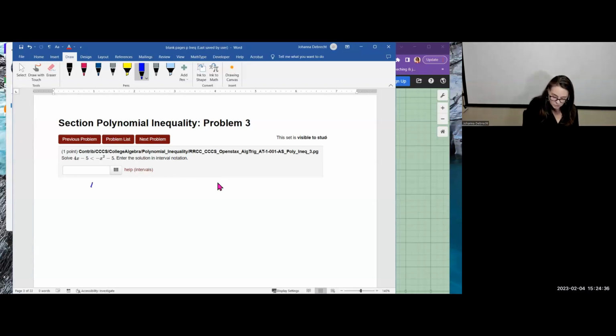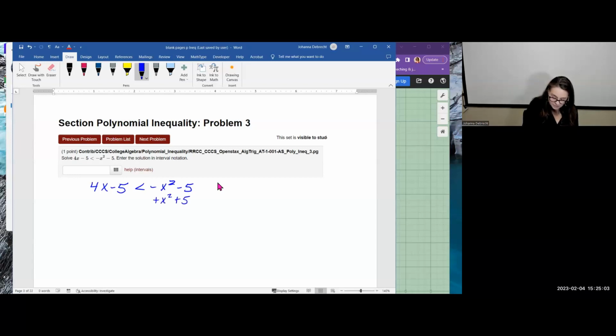So we're going to start with 4x minus 5 is less than negative x squared minus 5. And I must have my finger on the erase button. All right, now I want to move everything to the left. This is different than what we did before. I'm going to move everything over here by adding x squared and adding 5.